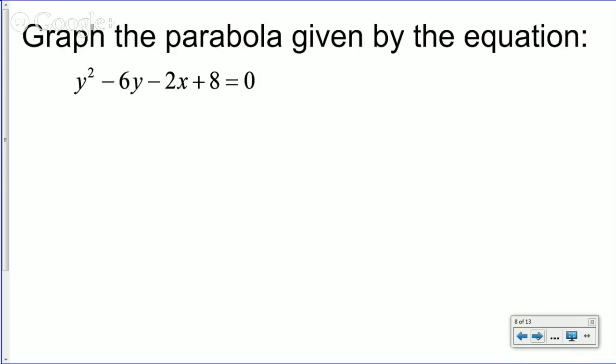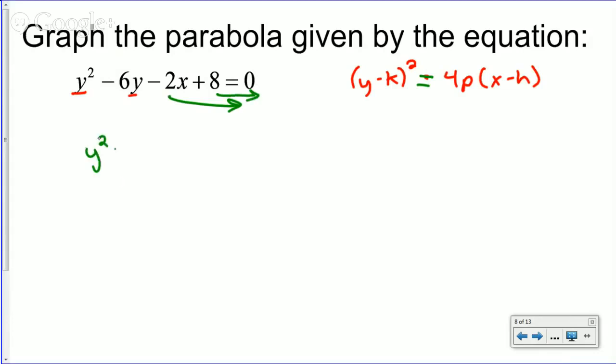Okay, graph the parabola given the equation. I give you here the general equation, and we need to put it into the standard equation, that way it's a little more user-friendly. Notice I've got a y squared and a y, so that tells me I'm going to have (y minus k) squared equals 4p times (x minus h). So that's the form I'm looking to get it into. In order to do that, I need to move everything to the other side except what has y's.